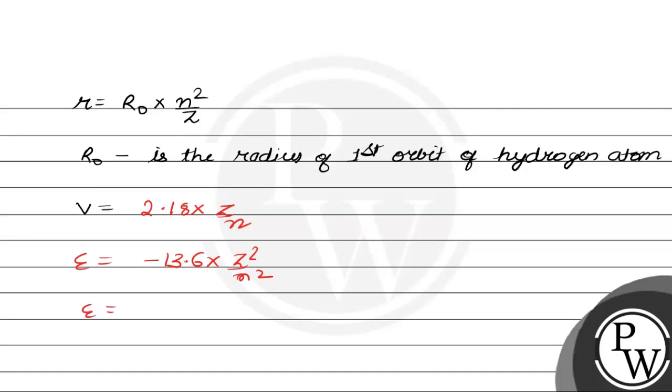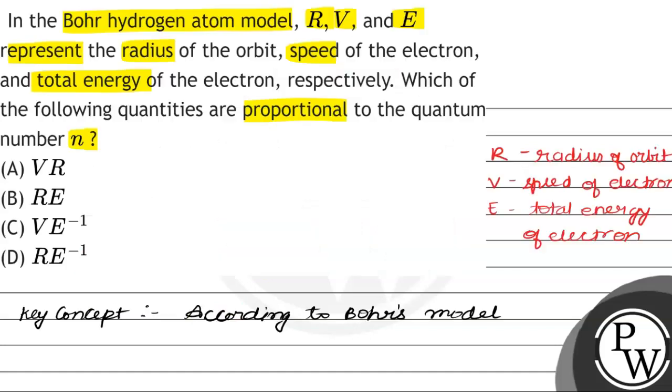For calculation, we can take the mod of this value, that is 13.6 into z square upon n square. This is because we are interested only in finding the dependence of different product terms on n. So I have taken the mod.